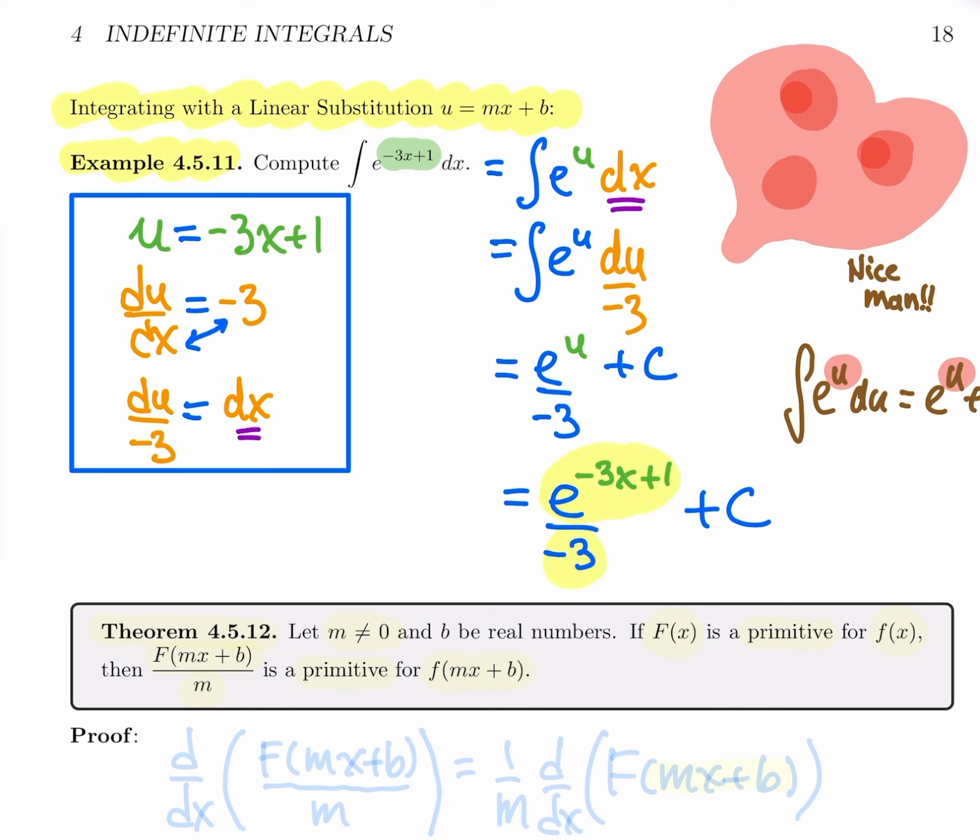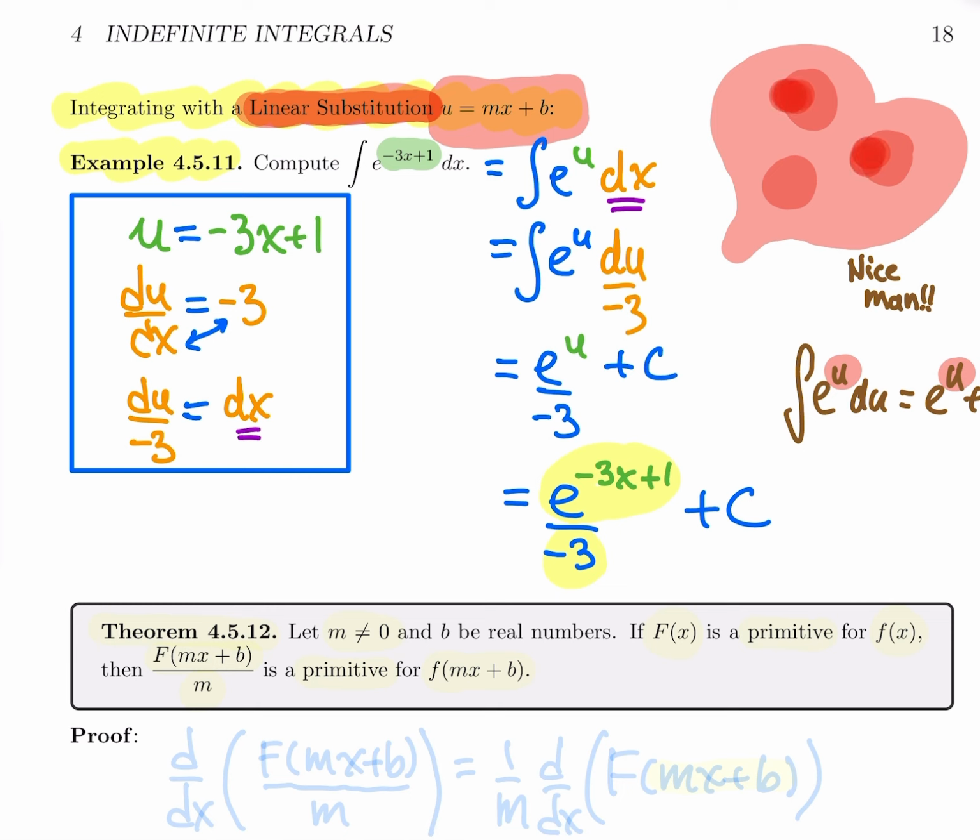And this idea is actually true all the time. If you have a substitution question that leads you to a basic formula, and the substitution is linear, just apply your formula, keep the interior as a linear function, and divide by the slope, and you're going to get your answer directly. This can be summarized in the next theorem.